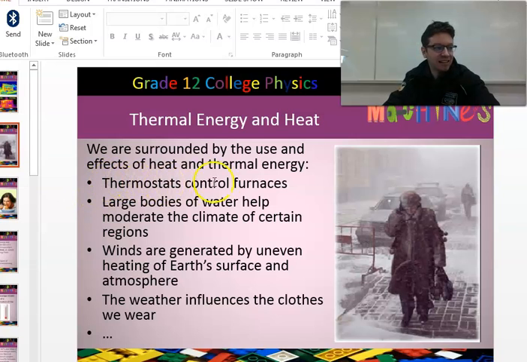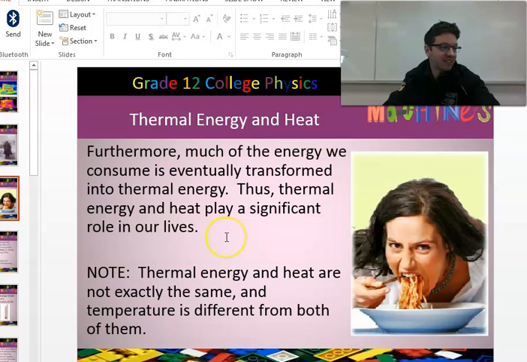So thermal energy is very, very important in our day-to-day lives, right? We use thermostats to control furnaces. Water helps to moderate climate in certain regions, right? Winds are generated by uneven heating of Earth's surfaces, right? Weather influences the clothes we wear, right? Even the food that we consume is mostly converted into thermal energy to regulate the temperatures in our body.